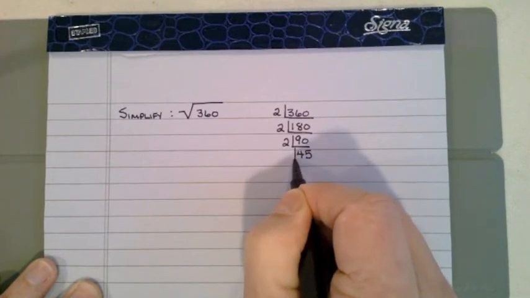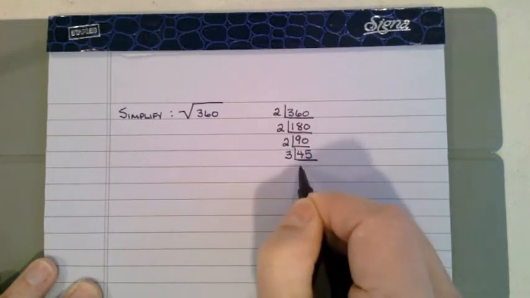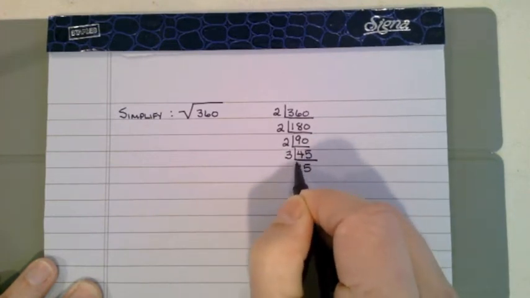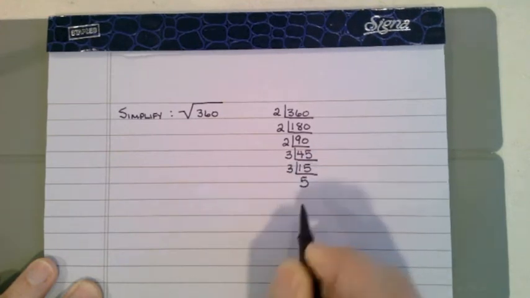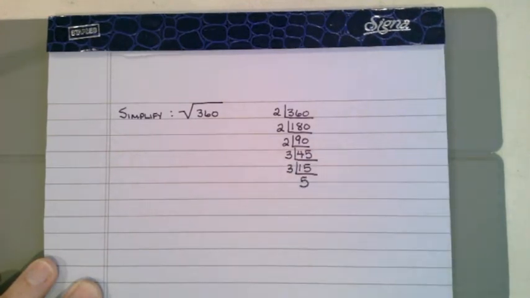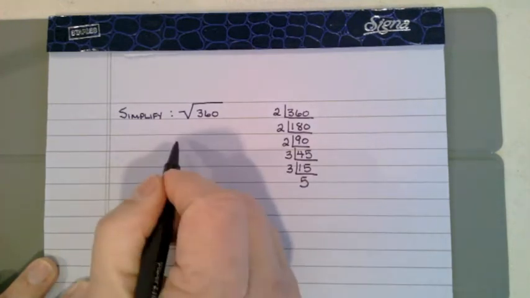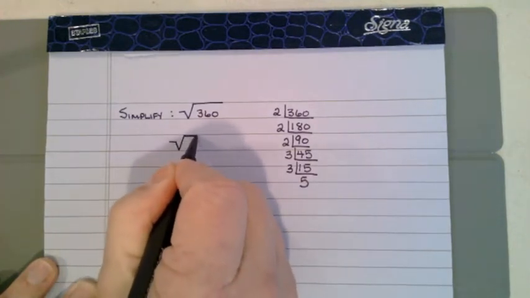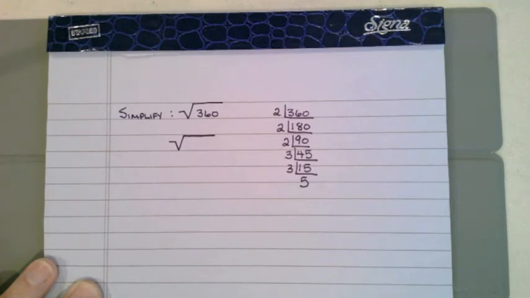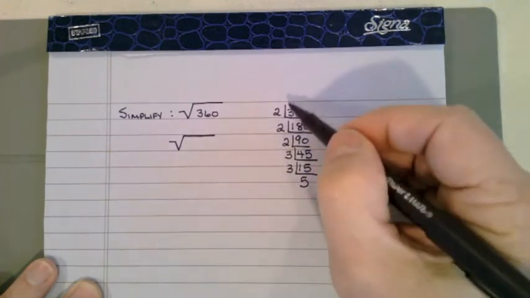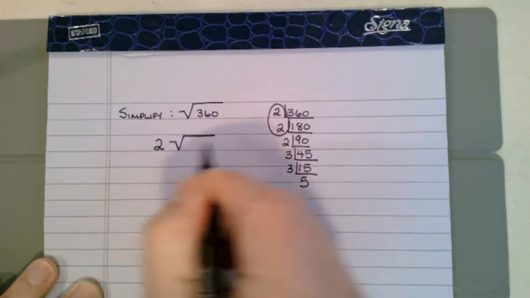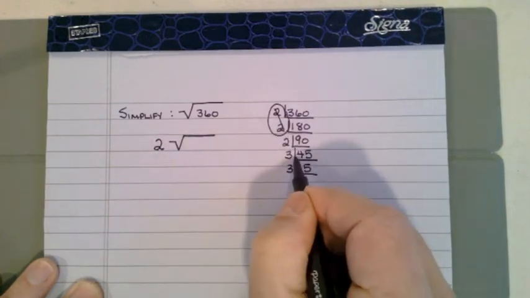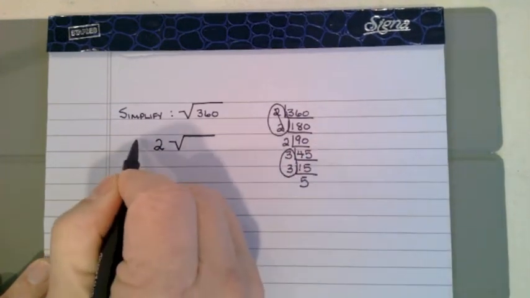2 will not go into 45, but 3 will go into 45, as we've seen. And I stop when I get a prime number. Next, I make a square root symbol. Some numbers are going to go on the outside and some are going to go on the inside. I have a pair of 2s right here. So that means I write a 2 on the outside. I've got a pair of 3s. That means I put a 3 on the outside.